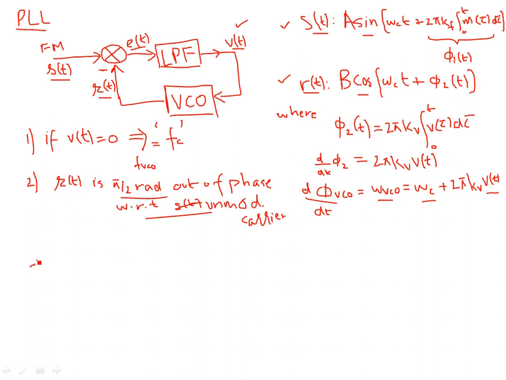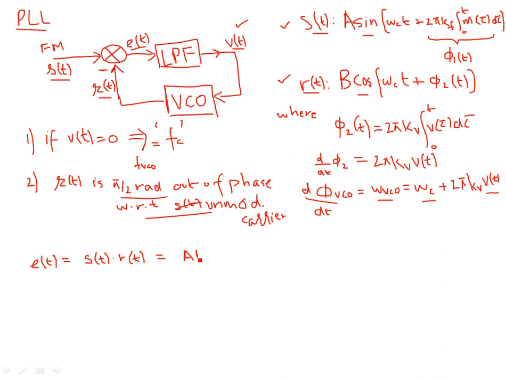Now, the error signal, as you can see in the above depiction, is just the multiplication of the incoming ST and RT. So you just multiply those two signals, and what you have is two components, a high frequency term and a DC term. So you can see that. Okay, let's write the expressions down over here.